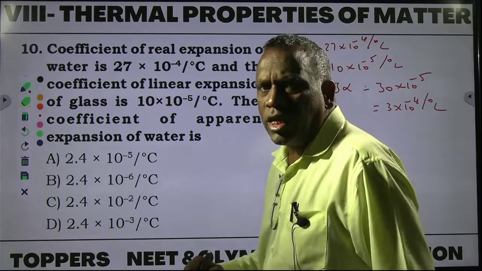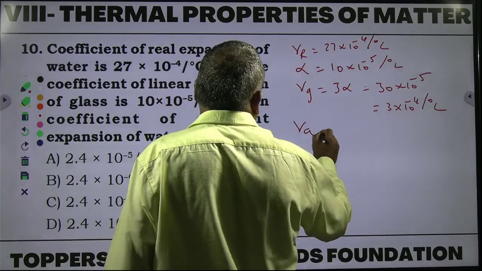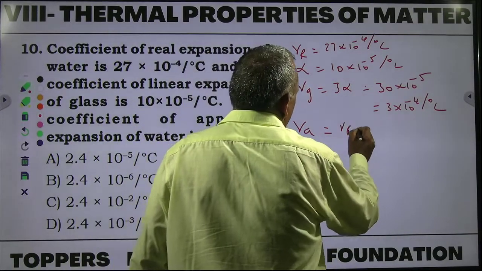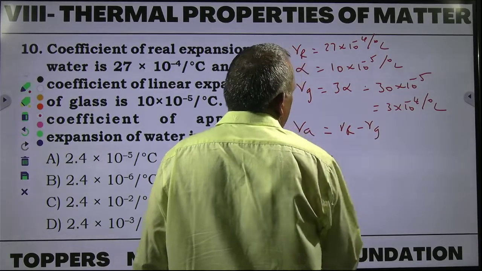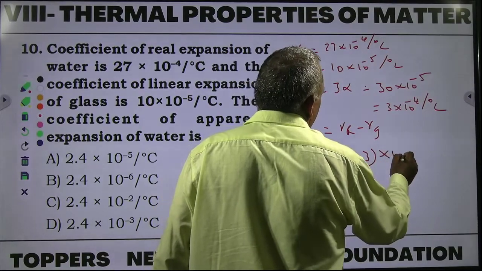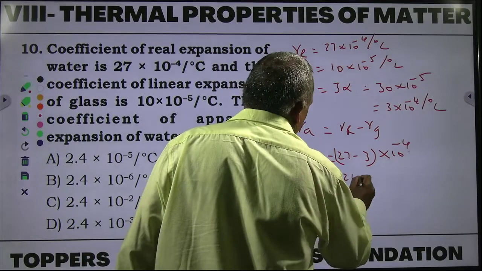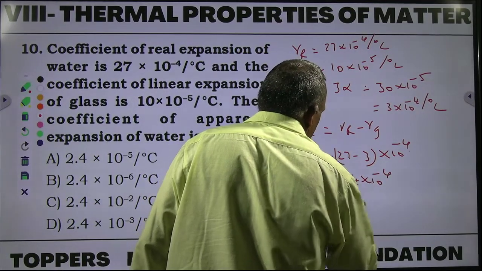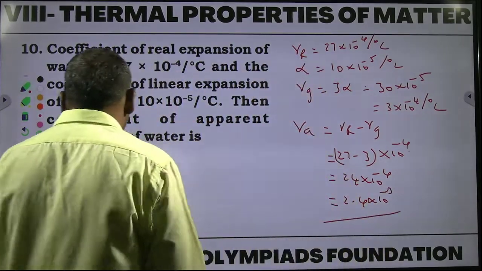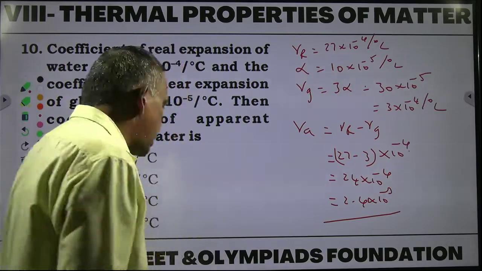Once you know the real expansion and container expansion, you can find the apparent expansion. Apparent expansion is equal to real expansion minus container expansion. That means 27 minus 3, that is 24 into 10 power minus 4. In the given options, 24 into 10 power minus 4 can be written as 2.4 into 10 power minus 3. So option D will be the correct answer.